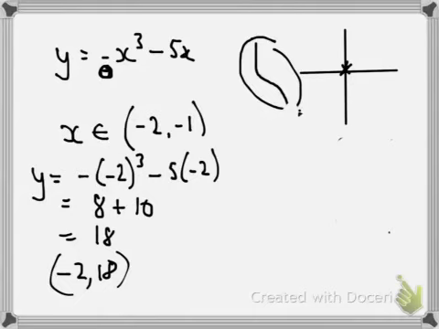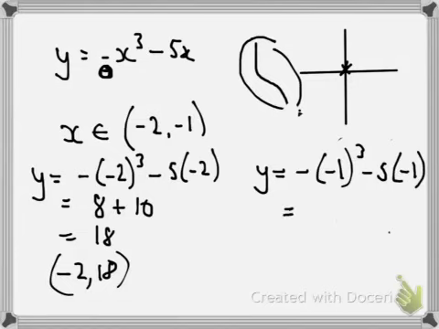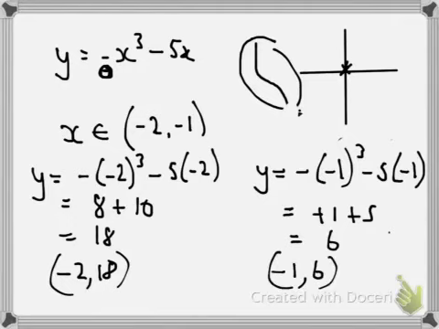Now what about the other point? That covers -2. What about -1? Well, y will equal, putting -1 into the equation, y will equal negative of -1 cubed minus 5 times -1. And that's going to equal -1 plus 1 plus 5 equals 6. So our other point is -1 comma 6. So there's our 2 points there. I'll just copy those over to the next slide, and we'll draw the graph.